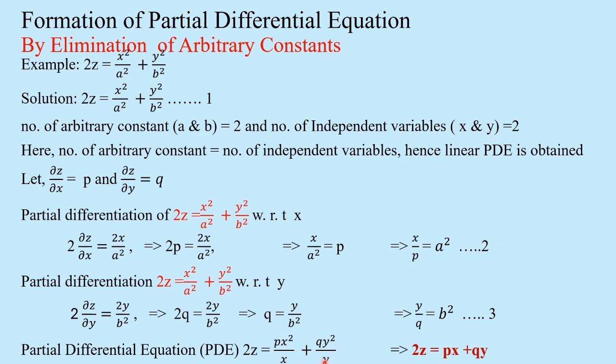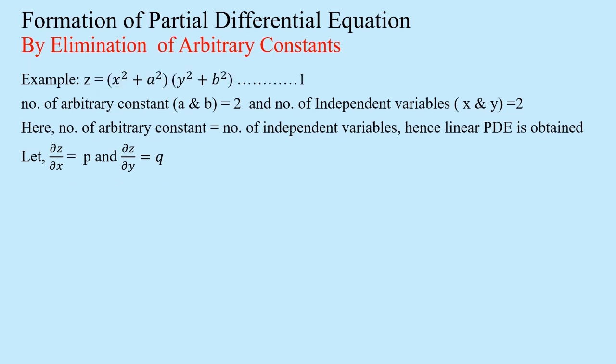y. This x and this x get cancelled, this y and this y get cancelled, and so we get this, which is the required PDE. In this example, a and b are arbitrary constants.